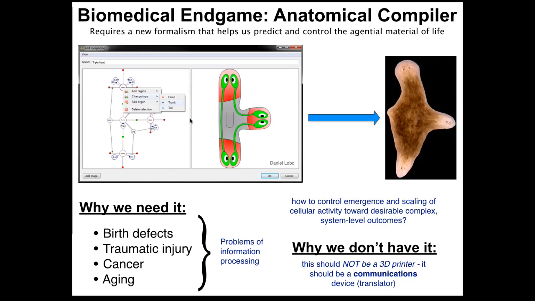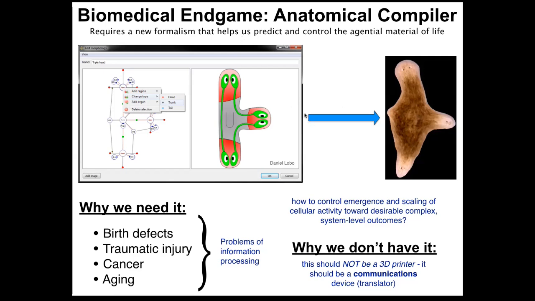The key here is that this is not something like a 3D printer, which is going to basically build, as if it were Legos, a whole structure. This is actually a communications device. It's a translator from the goals of the engineer to those of the cellular collective. And if we had something like this, all of this would go away, right? If we knew how to communicate novel goals to groups of cells, all of this would become a non-issue. We're actually very far away from this. We don't have anything remotely like this.